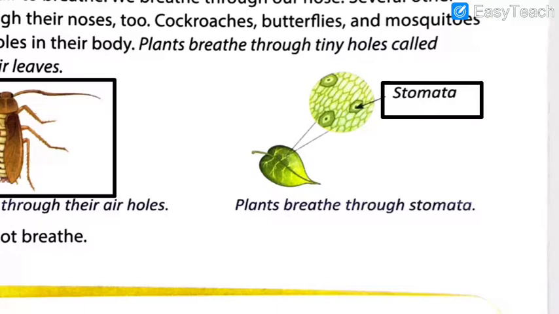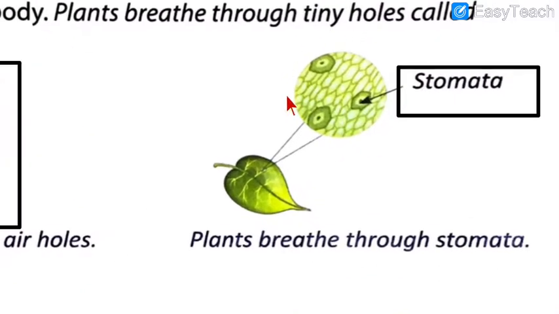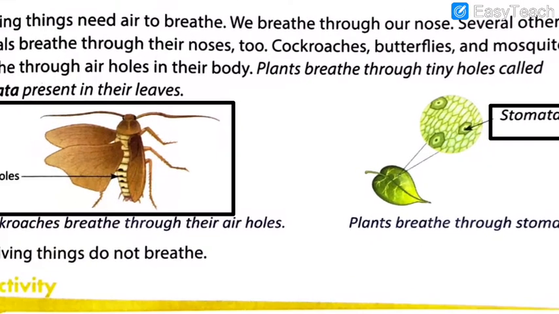A tiny hole-like structure is there which we cannot see with our naked eye. We need a microscope for that, but the microscopic picture is shown here. If you can see here, the tiny holes are there, the stomata picture is given. So this is how the living things breathe.